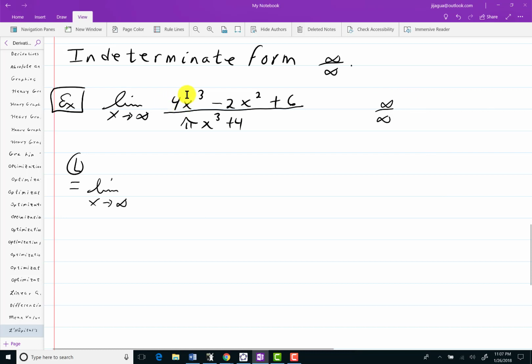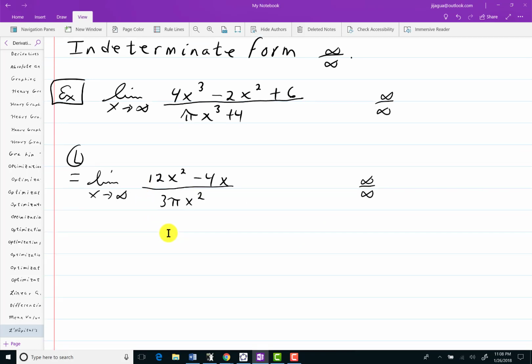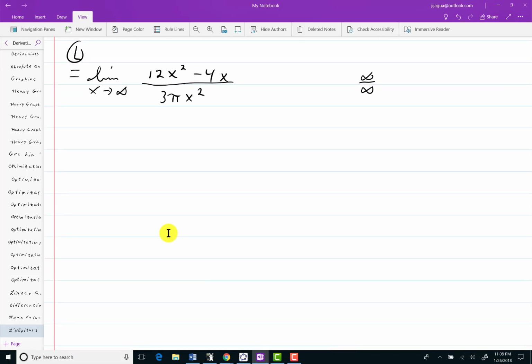So I'll get 12x squared minus 4x in the numerator. In the denominator, I will get 3 pi x squared. Now I still have a polynomial over a polynomial, and it's still of the form infinity over infinity. So I can apply L'Hopital again. I keep going until I get to a place where I can plug things in. But as long as it's in the indeterminate form, I'm going to keep plugging away.